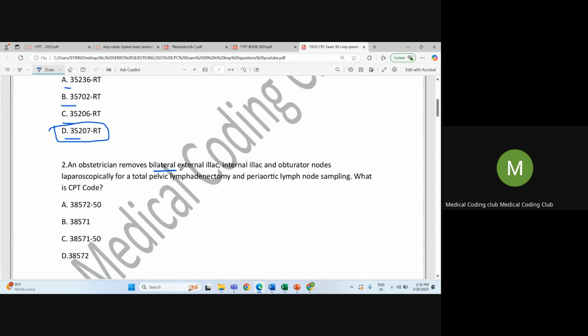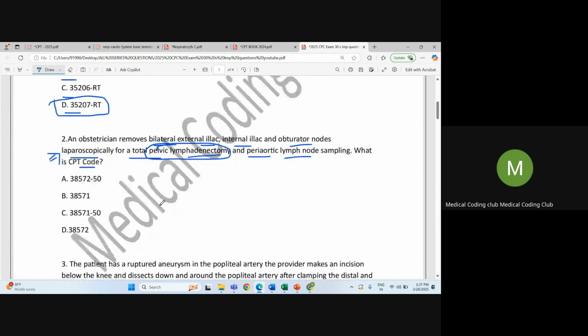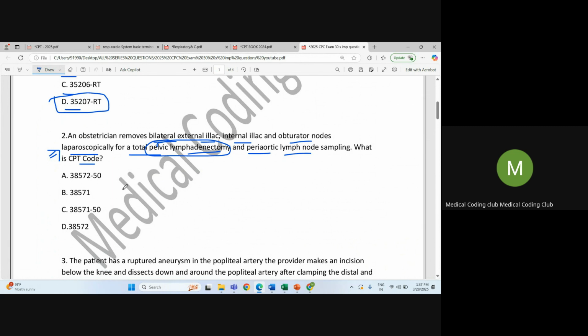The obstetrician removes bilateral external iliac, internal iliac and obturator nodes laparoscopically for total pelvic lymphadenectomy and periaortic lymph node sampling. What is the CPT code? Here they are performing a pelvic lymphadenectomy procedure, and the approach is important. The approach is laparoscopic. Now again we'll check the correct answers.